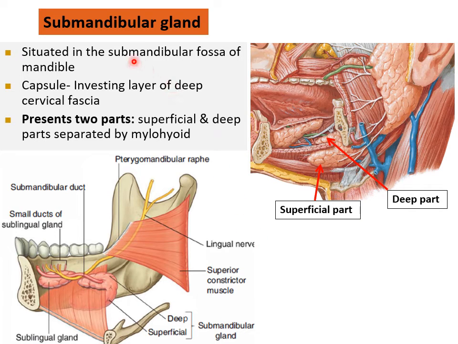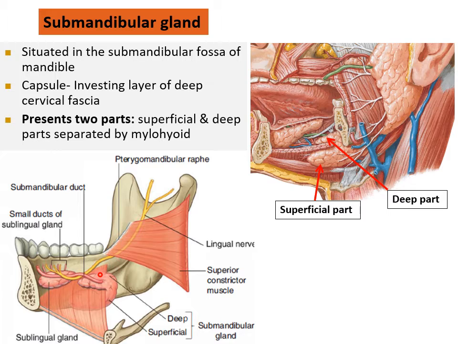We will begin with the position. It is located in the submandibular fossa of the mandible. What is the submandibular fossa? It is a part of the mandible. I am showing you, this is the mandible. The mandible has two parts, as you know. This is the ramus and this is the body. In the internal surface of the body, in the lower part, you can see a space or a depression. This depression in the mandible is called the submandibular fossa, where the submandibular gland is located.